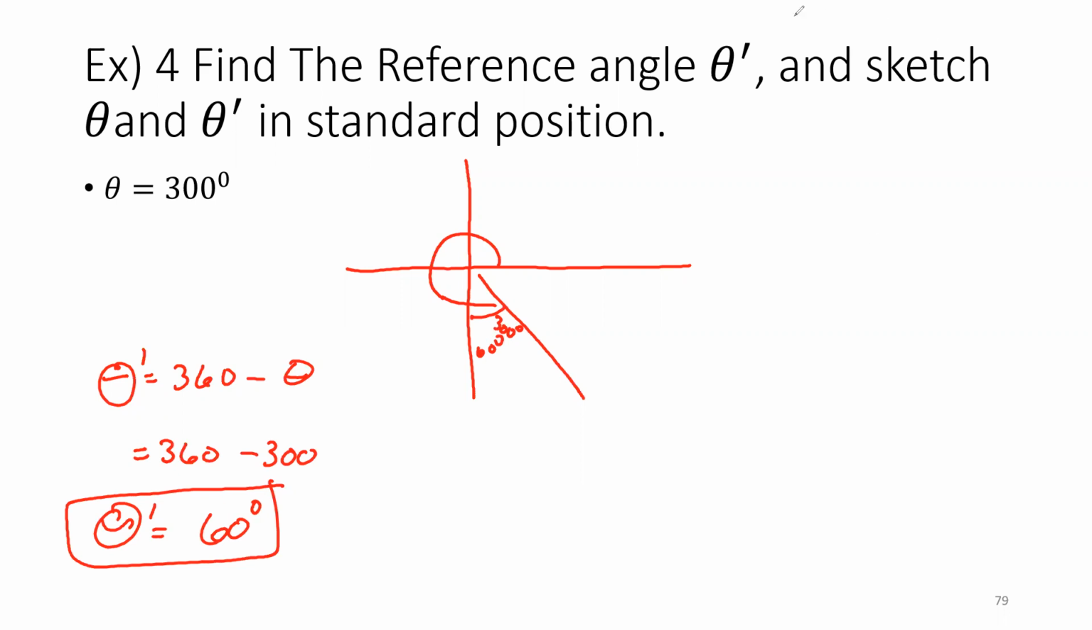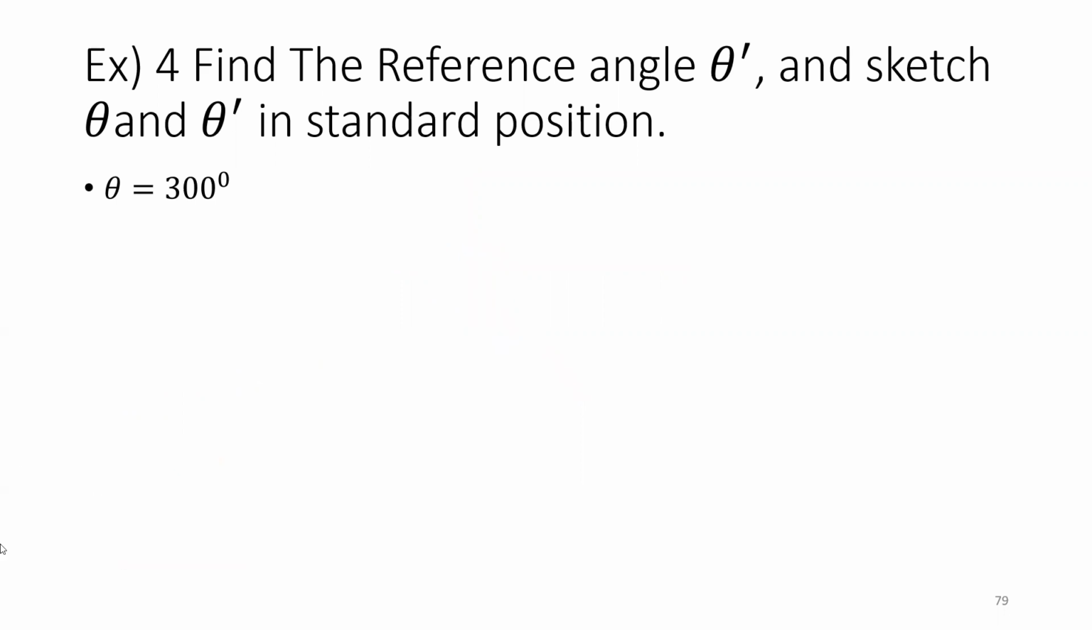Okay, the last one is a little bit tricky. Example 5 says find the reference angle theta prime and sketch theta and theta prime in standard position. So your theta is 2.3. That is not in degrees. I think it is in radians, but I don't know what that is.